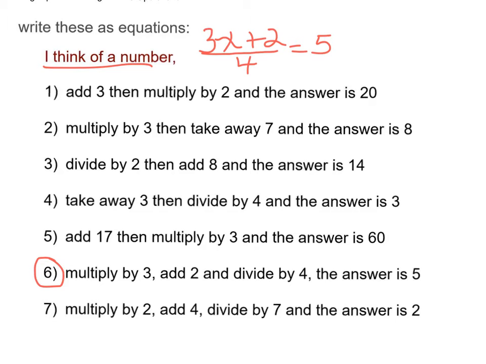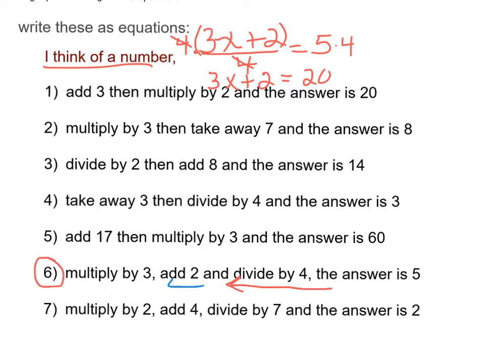So the first thing I would undo here is that divided by 4, by multiplying both sides by 4. So a little dot times 4, times 4. On the left, what happens is those 4's cancel out. That's really just 4 divided by 4. And I'm left with 3x plus 2 equals, and on the right is 20 now.